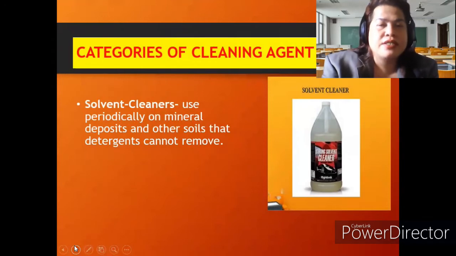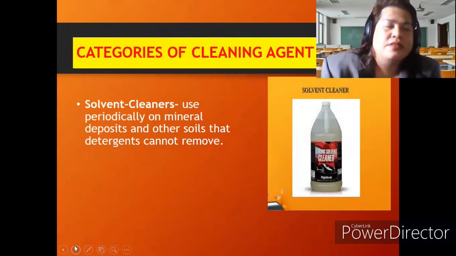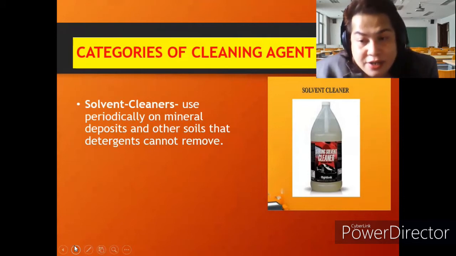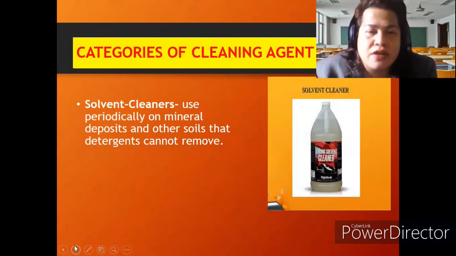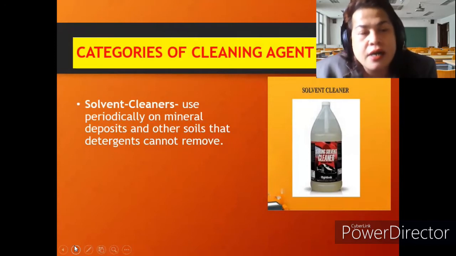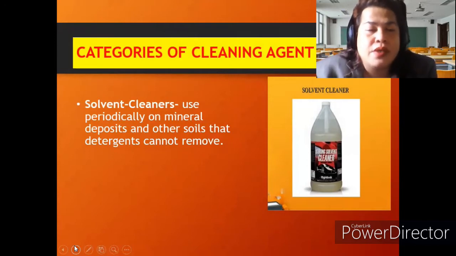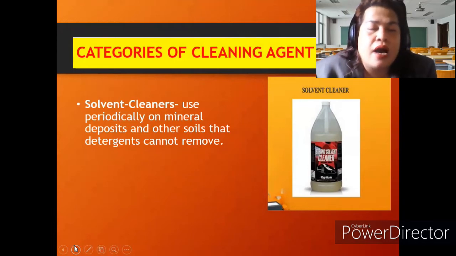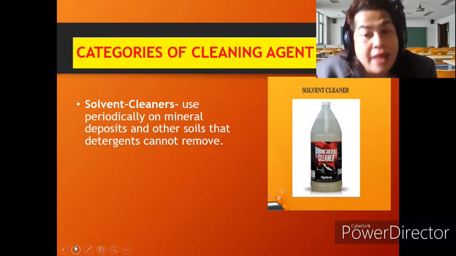Second, we have the solvent cleaners. Solvent cleaners are sometimes also known as degreasers. Okay, again, solvent cleaners are also known as degreasers, and are used to remove, of course, grease from surfaces such as oven tops, counters, and grills.